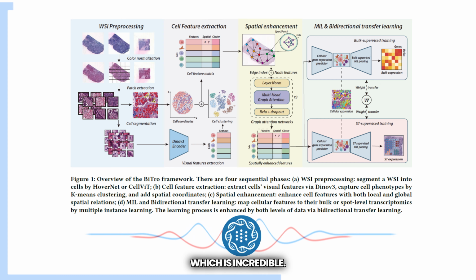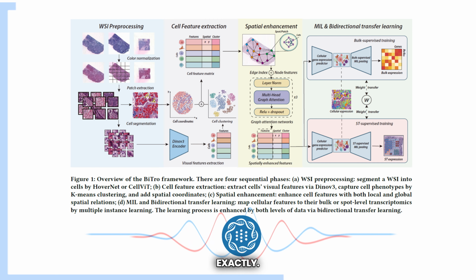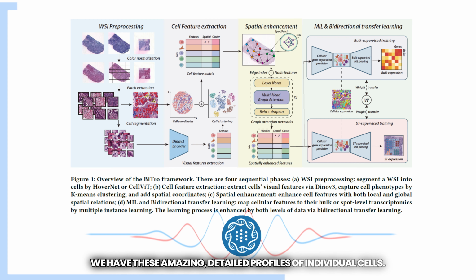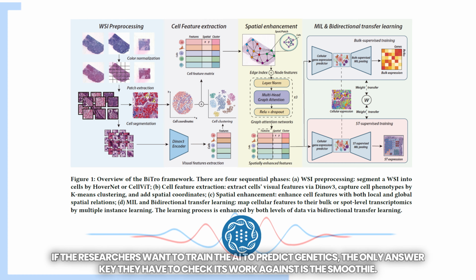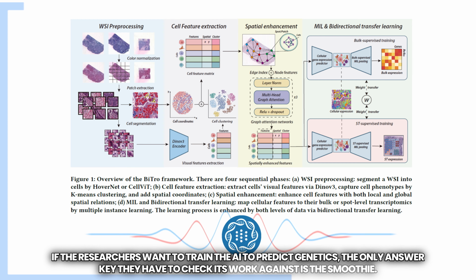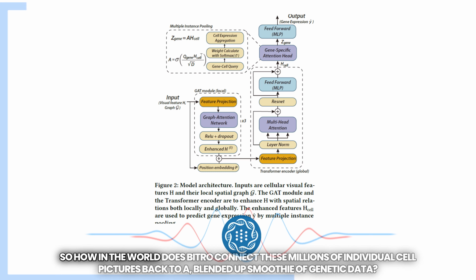Which is incredible. But it brings us to the massive elephant in the room here. The answer key problem. Exactly. We have these amazing detailed profiles of individual cells. Yeah. But the AI's answer key is still completely flawed. It is. If the researchers want to train the AI to predict genetics, the only answer key they have to check its work against is the smoothie, the bulk data. Right. So how in the world does BiTro connect these millions of individual cell pictures back to a blended-up smoothie of genetic data?